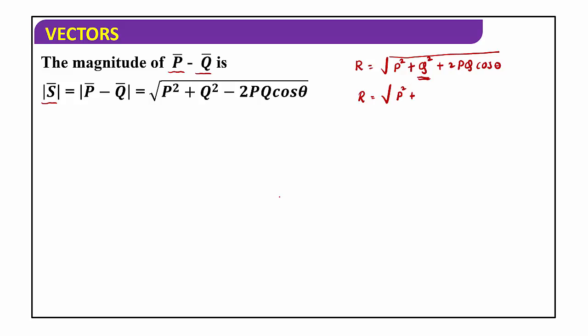Negative vector means, observe this diagram here. I consider this is vector P. Let us take this is vector Q. This is the positive vector. I want a subtraction of vectors, so we should take the direction on the opposite side. This will be the negative vector and this is the resultant vector. The angle between P and Q is theta. The angle between P and minus Q is 180 minus theta.